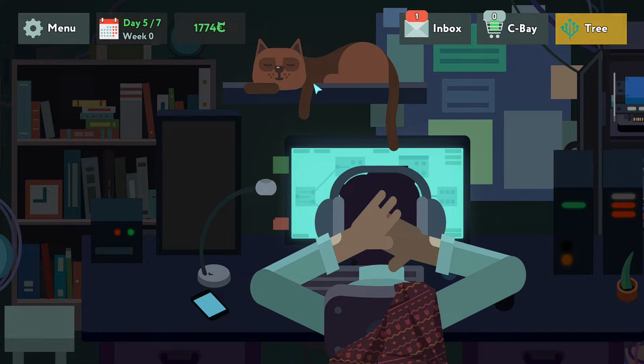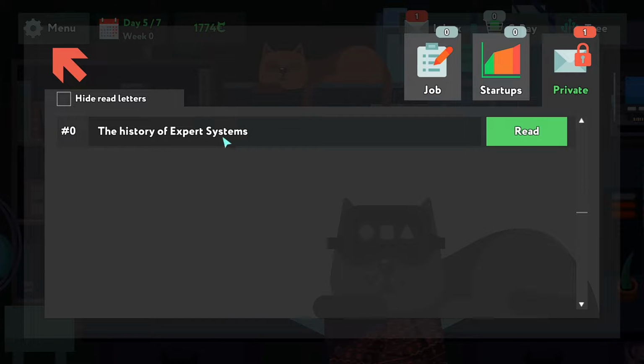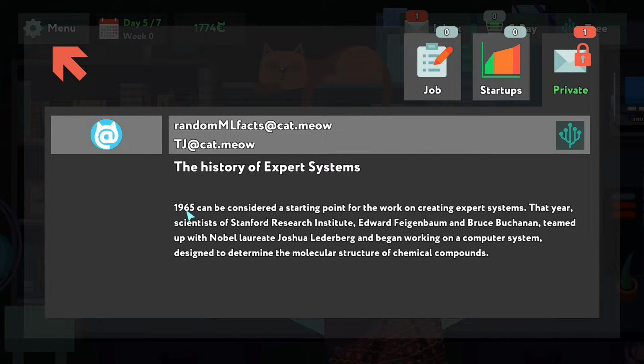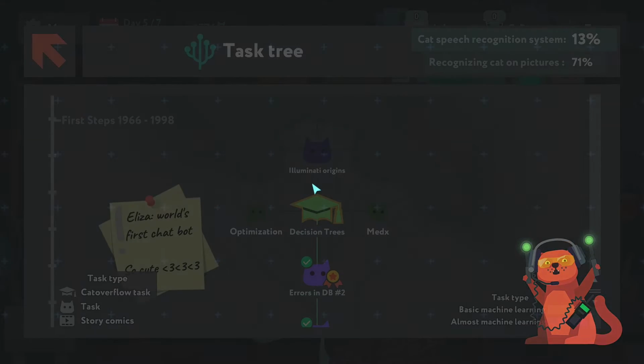Here's the cat. The cat meows, that's good. I have a message. Private message. The history of expert systems. 1965 can be considered a starting point for the work on creating expert systems. That year, scientists of Stanford Research Institute, Edward Feigenbaum and Bruce Buchanan, teamed up with Nobel laureate Joshua Lederberg and began working on a computer system designed to determine the molecular structure of chemical compounds. That's literally the only email I've ever gotten. Cool. Useful. Alright, tree. Let's carry on.